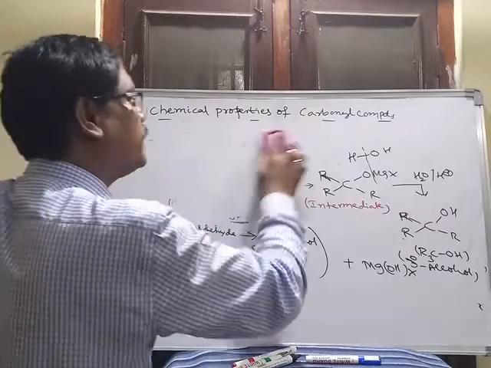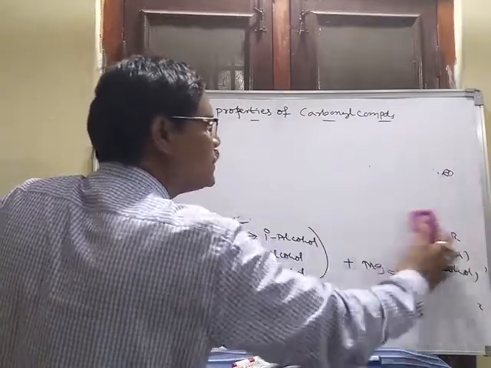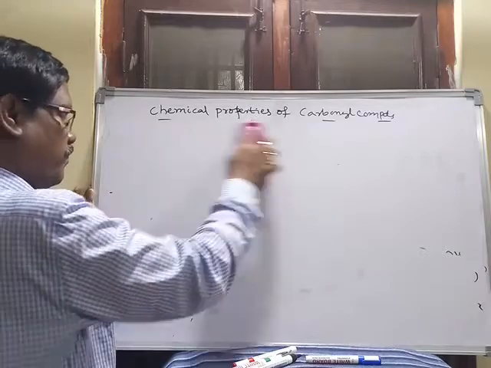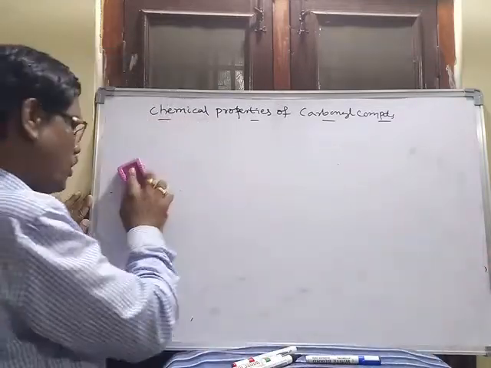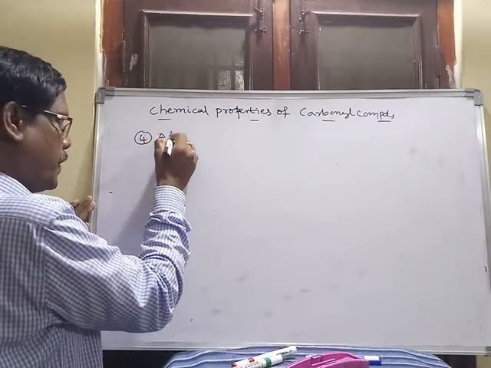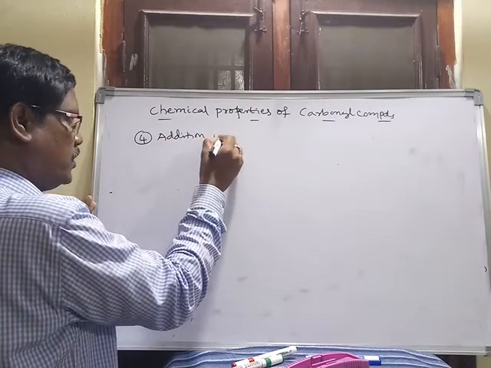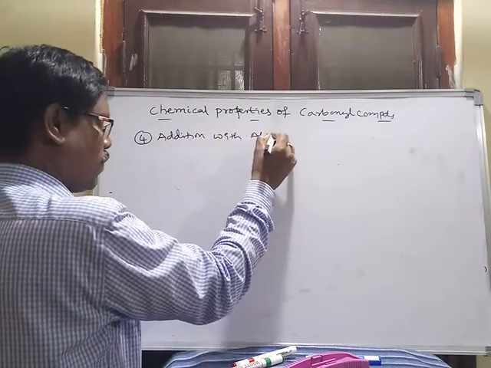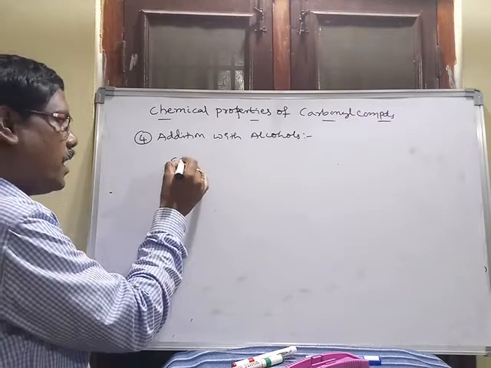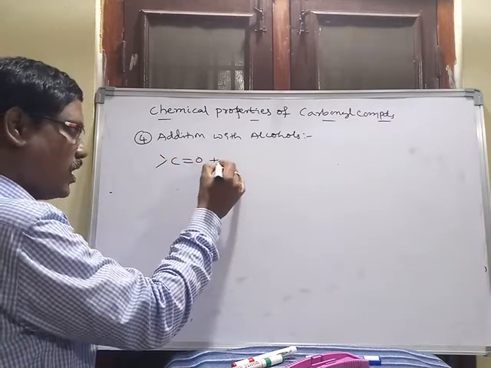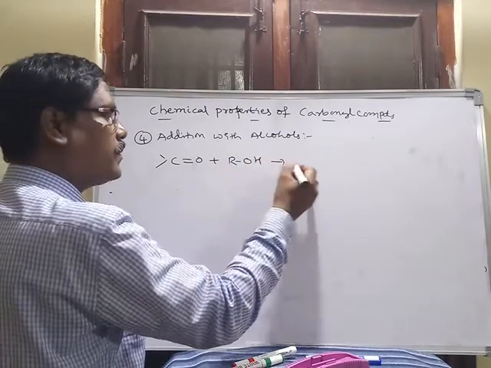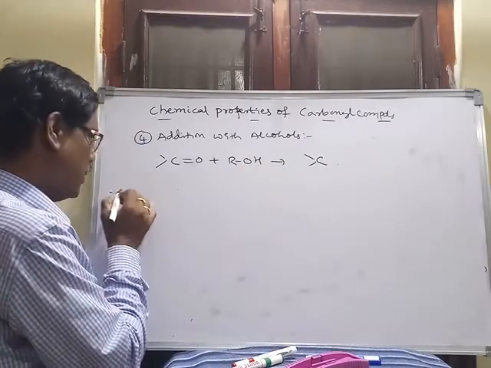Next, the fourth one, addition with alcohols. Fourth reaction, addition with alcohols. The carbonyl compound also reacts with alcohols. This is ROH, the alcohol, to form this one. Here also the mechanism.